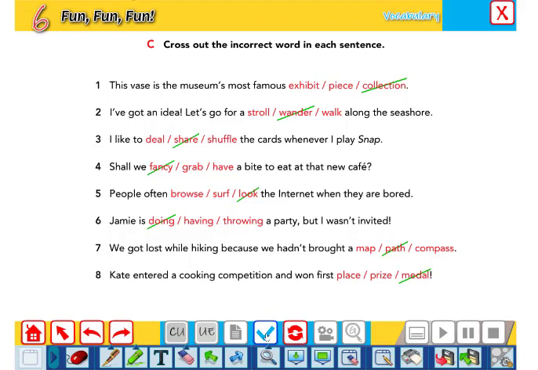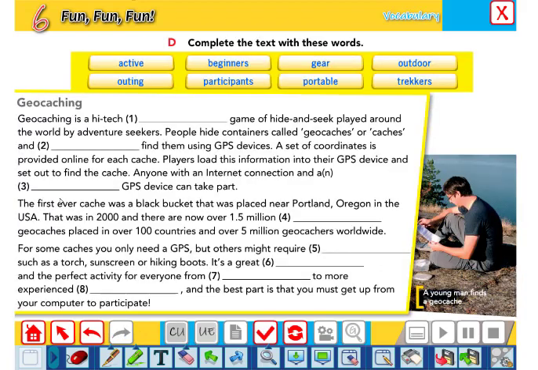I hope this one was easy for you. Let's move a little bit forward. Let's go for the next exercise. So guys, the next exercise is talking here about geocaching.